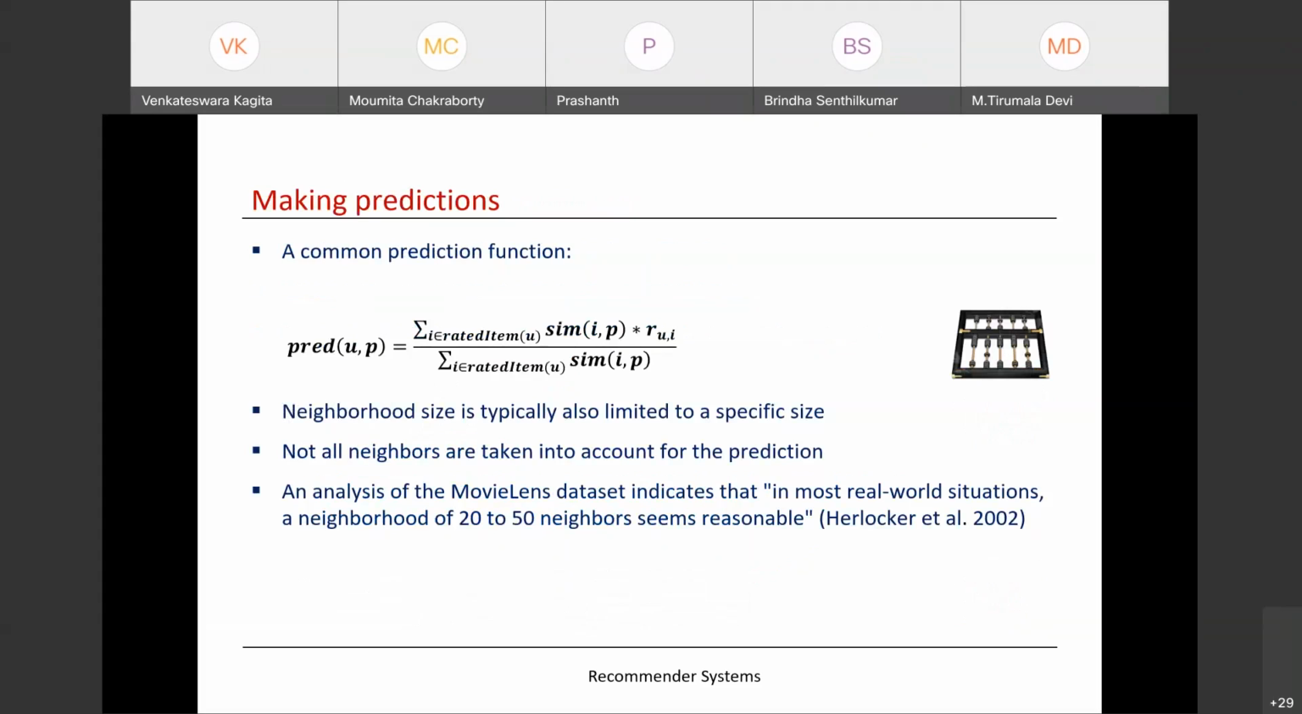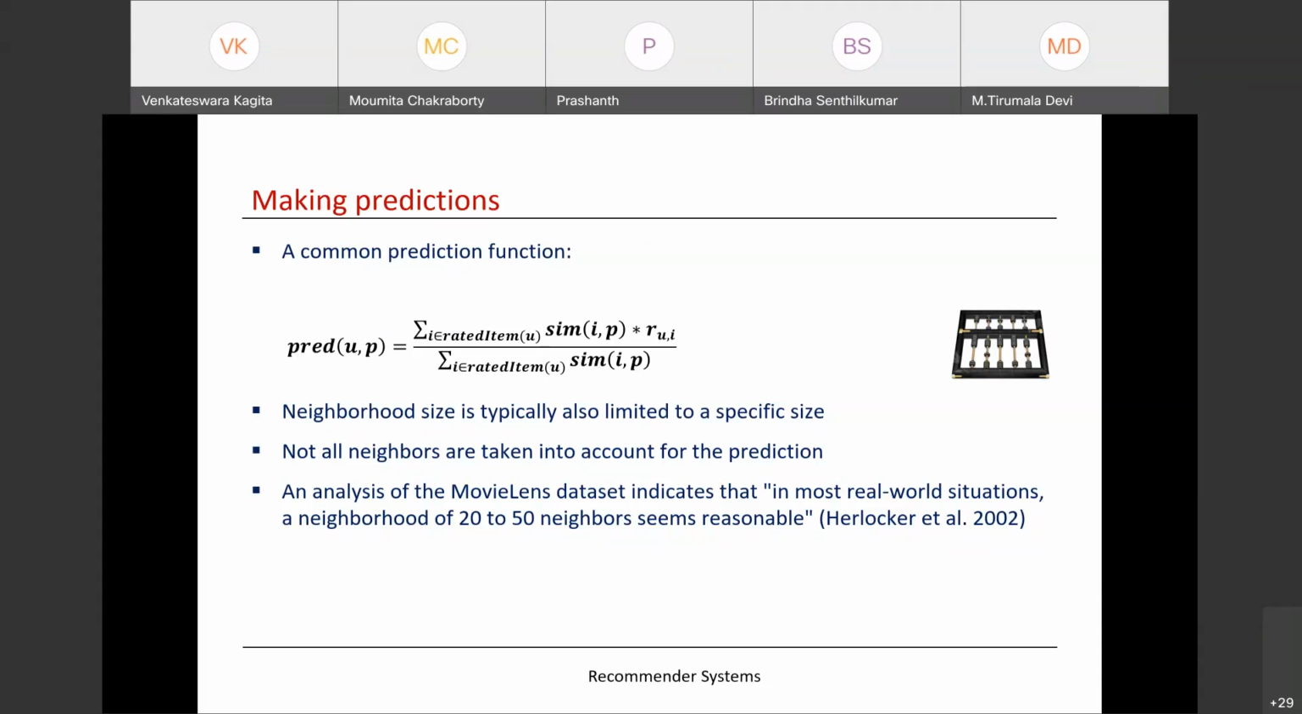So making predictions is also similar. We use the similar items' ratings, multiply each with the corresponding similarity, and take the weighted average. Here, the neighborhood size is typically limited to a specific size. When you are considering the similar items, you restrict the neighborhood to a certain size, so not all neighbors are taken into account for the prediction.